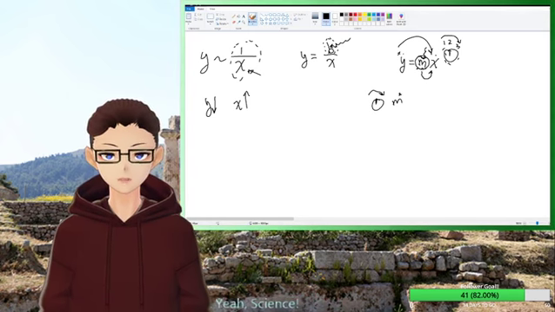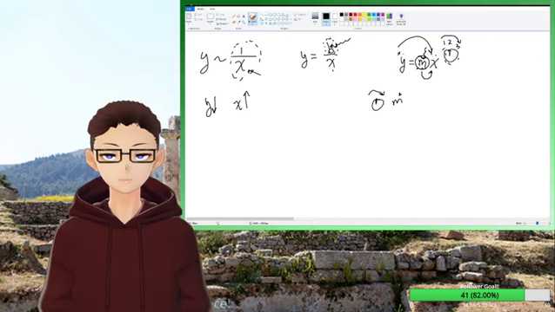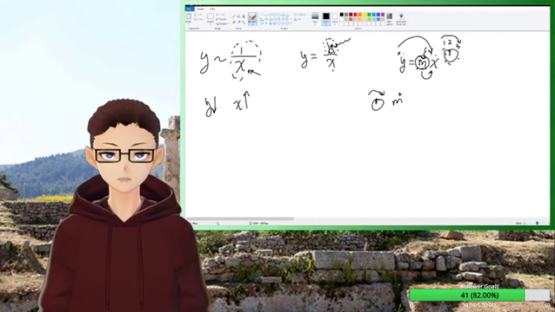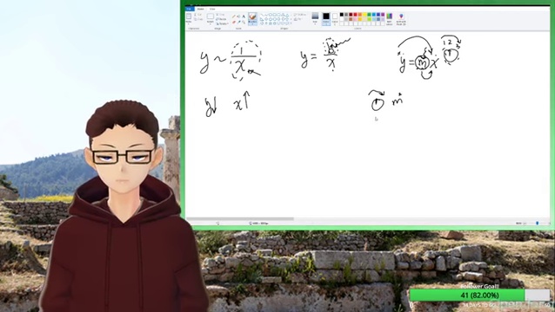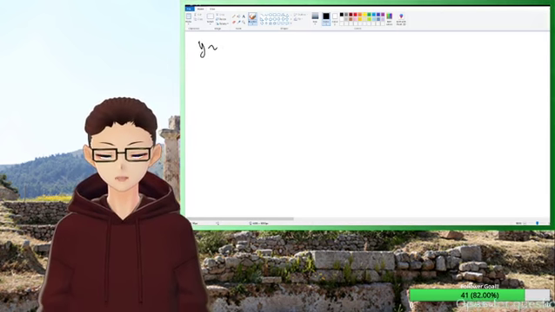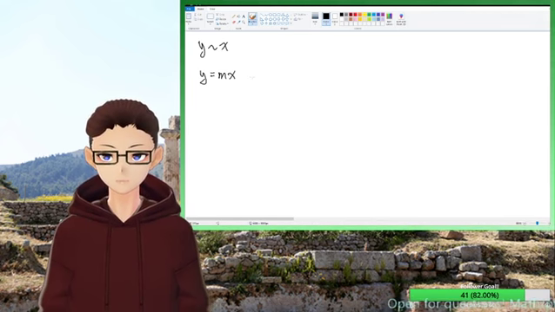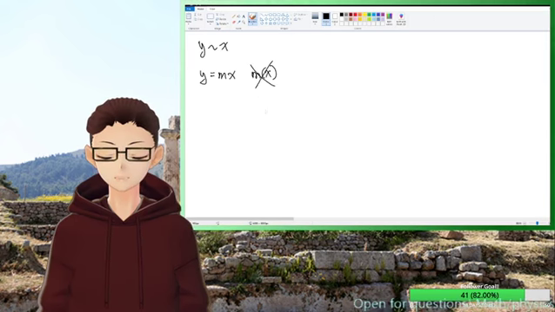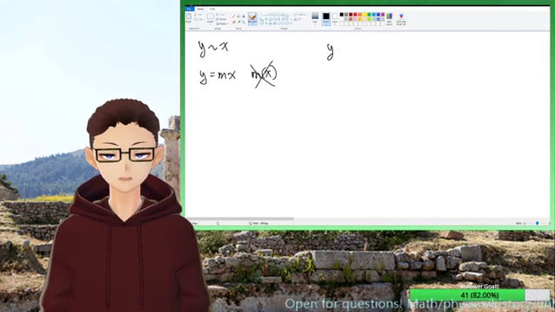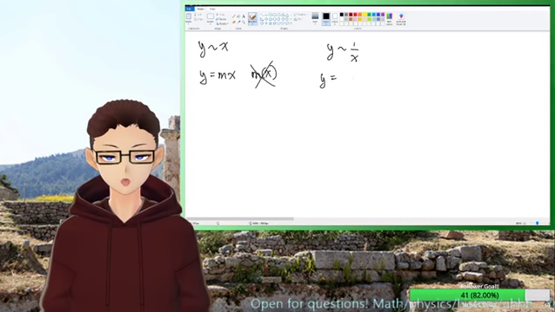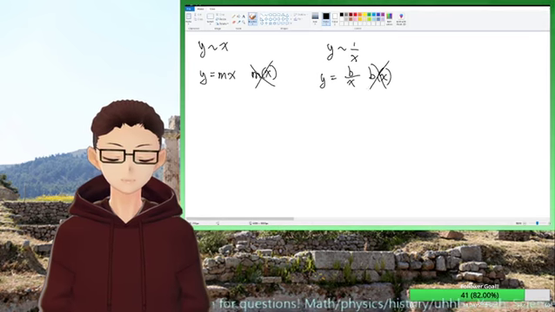That's the same with this b right here. If I wiggle the x dial, b won't change. But if I have other dials that are not x, and wiggle those, the value of b might change. So if we use function notation for y is proportional to x, that would mean y equals mx. M is not a function of x. And then for y is inversely proportional to x, that would be y equals some other constant over x. B is not a function of x.